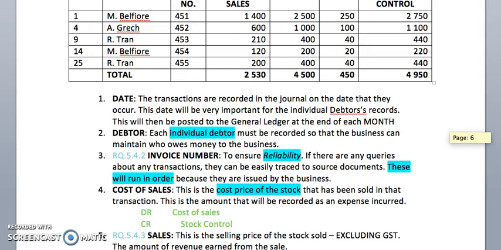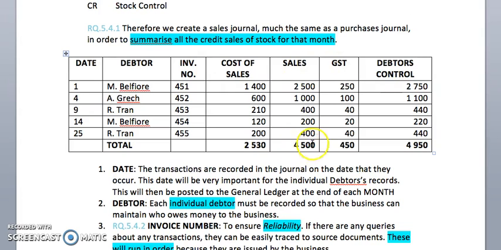This next one is our sales. This is the amount that we've sold it for. This is our revenue amount, the amount that we actually get as a sale that we have earned.